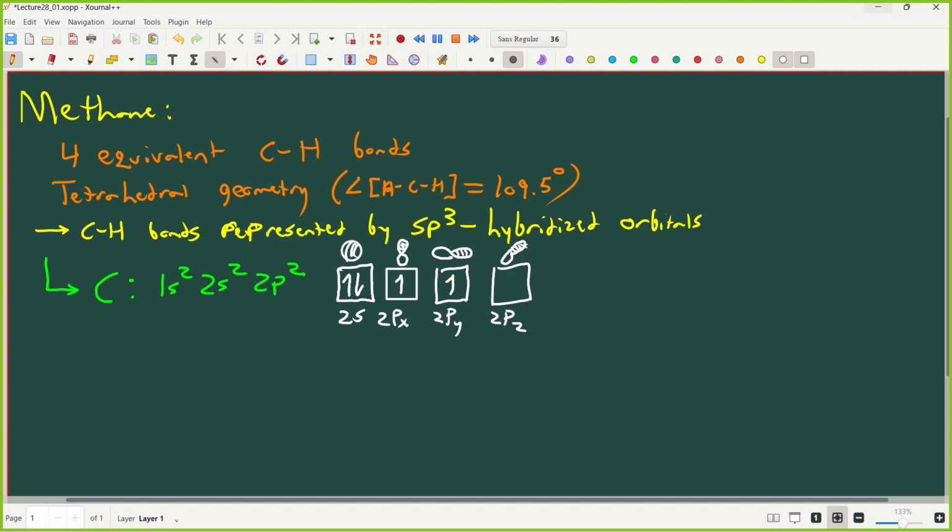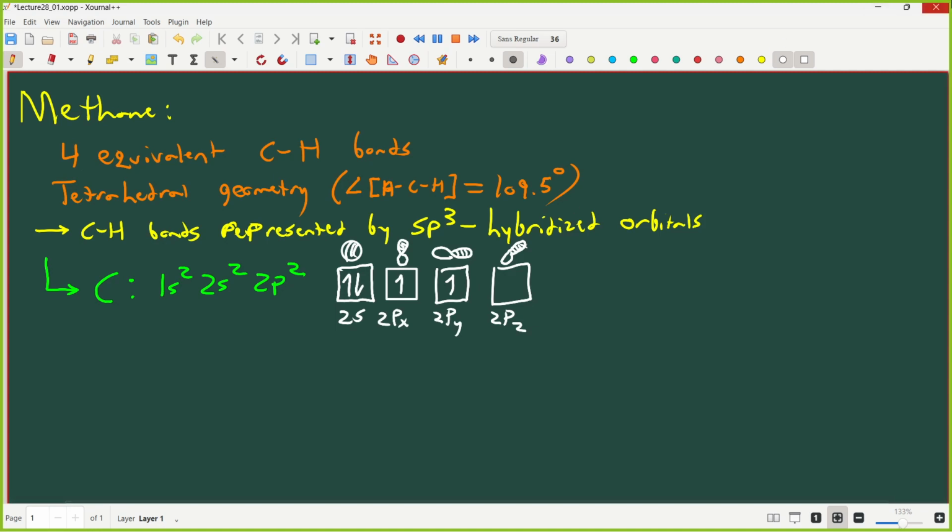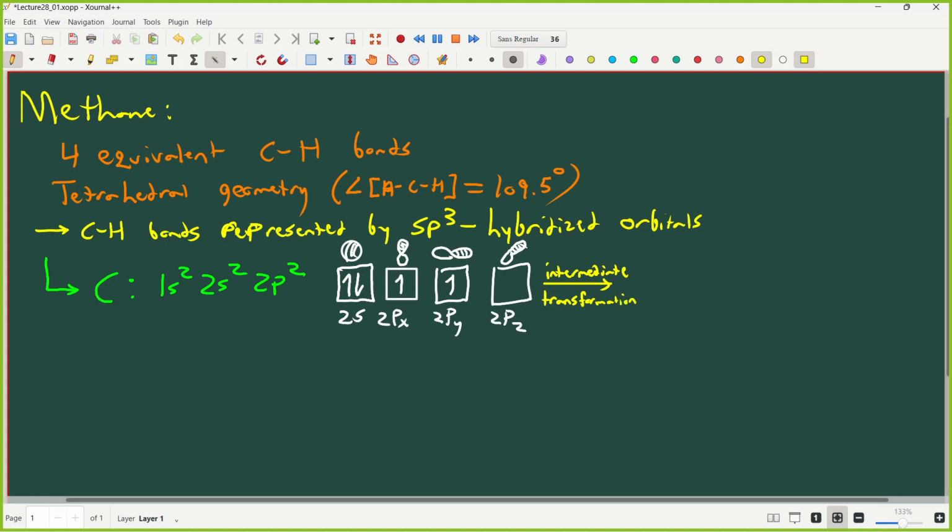So the way that we instead represent this system is we construct a new set of orbitals. What we do is an intermediate step where we transform these carbon orbitals into an equivalent set of what we call sp3 orbitals. So we do an intermediate transformation where we add a little bit of s to each of the p's. And we're free to do that.